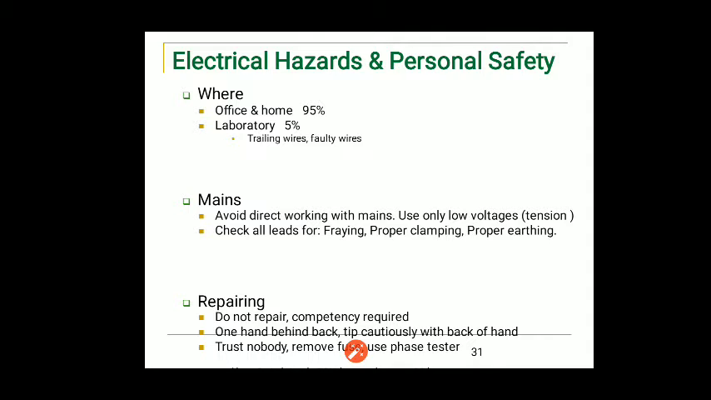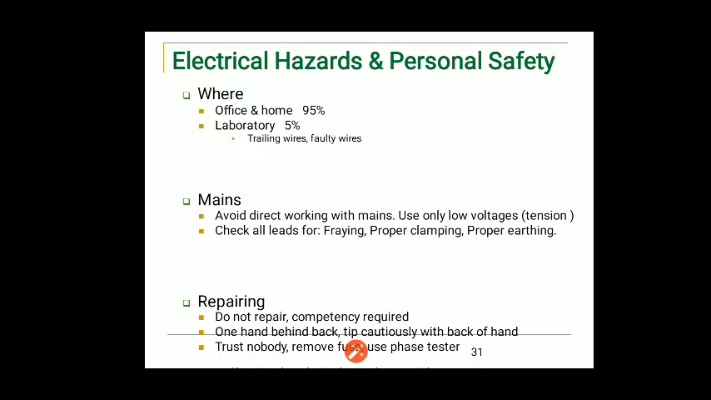Use only low voltage and low tension. We can use the mains supply at low voltage, low tension, and then check all the leads for fraying, proper clamping, and proper earthing. We also check the connections, the clamping, and the earthing connection. Then we can operate the electrical equipment.